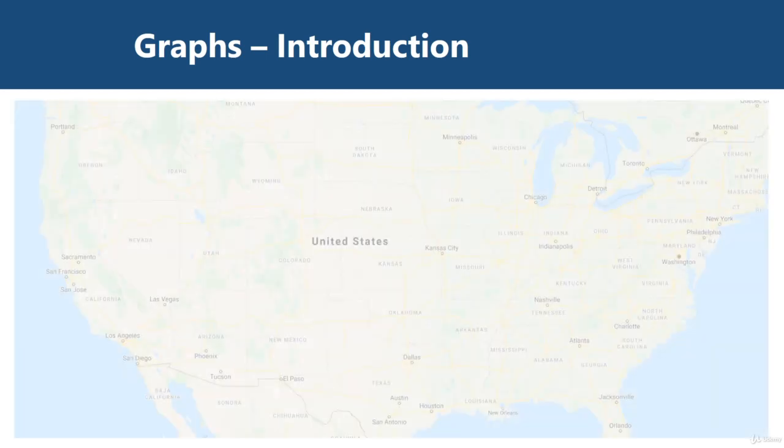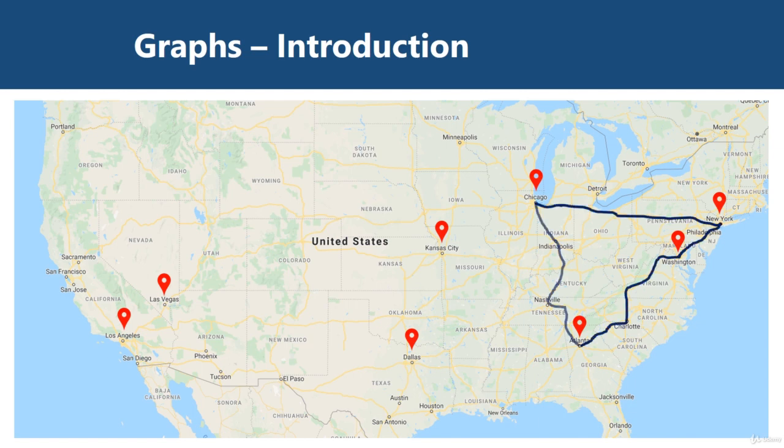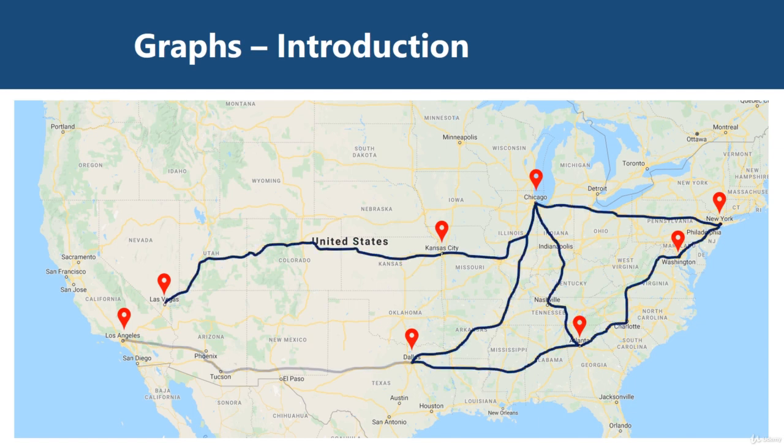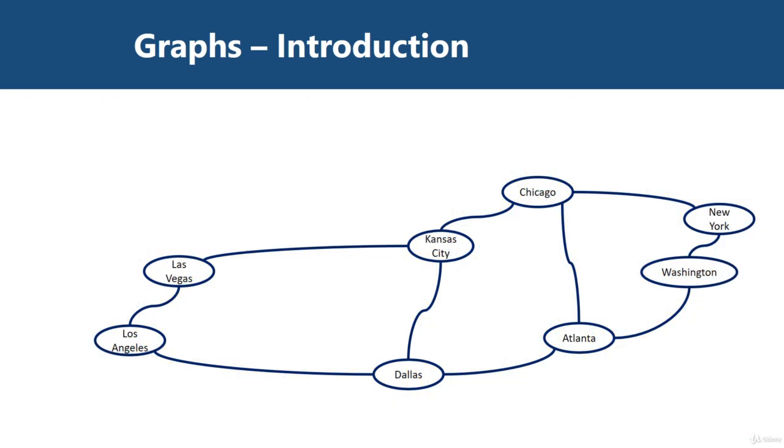For example, let us consider this map of a road network, where cities are represented as objects and the pairwise relationships between objects are represented by roads which connect two cities. So this forms a graph of cities and roads connecting the cities. Now in terms of graph terminology, we call the objects, in this case cities, vertices, and the pairwise relationships between objects edges.